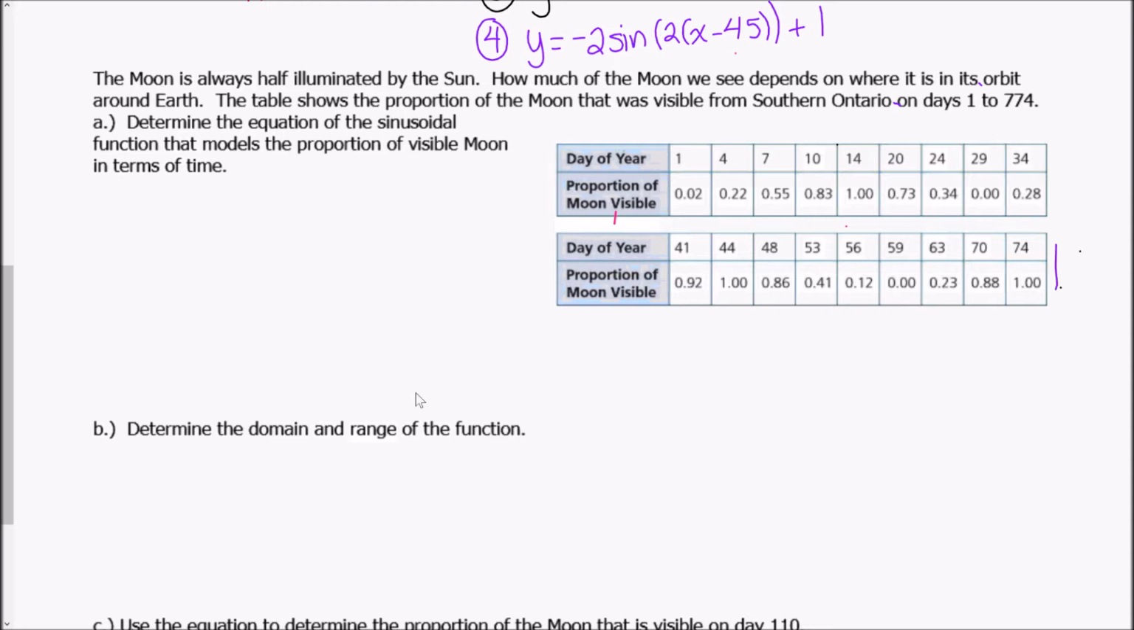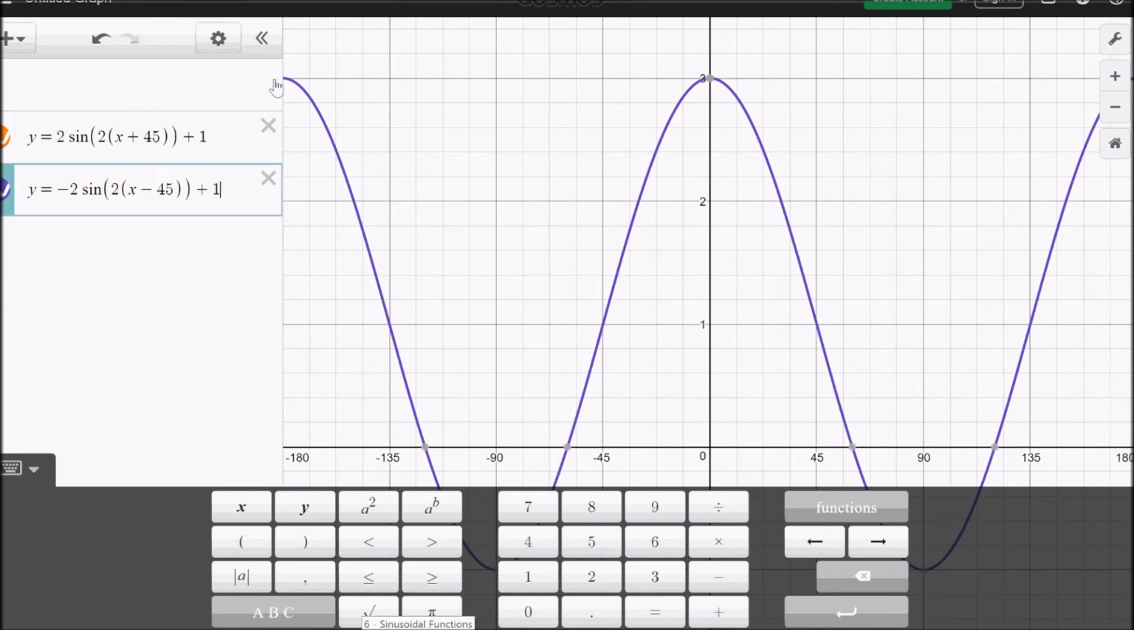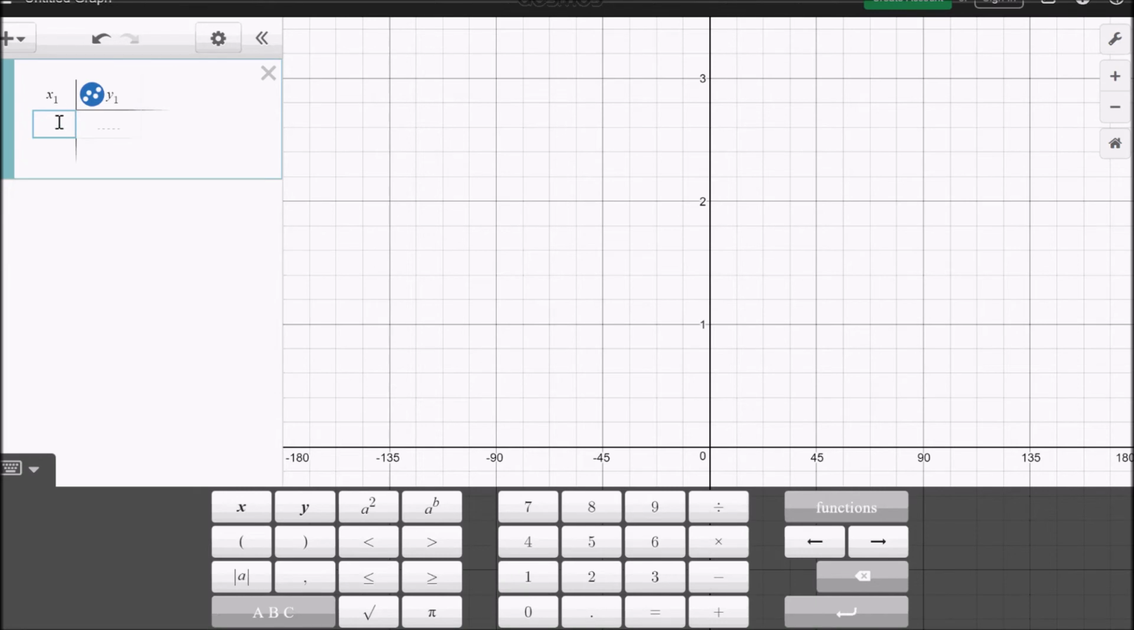So if you take a look at your chart that you have here, the best thing for us to do to be able to see this is to graph it out. So again, I'm going to go to Desmos, and I'm going to create a table of values so that I can graph it out and see what it's going to look like. So in my table of values, x is the day of the year, and y is the proportion of moon visible. So the first day that we have is 1.